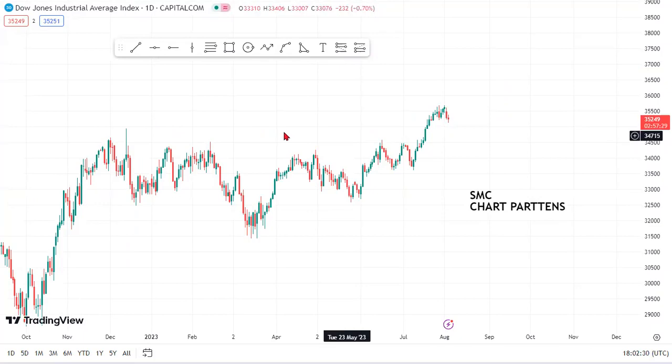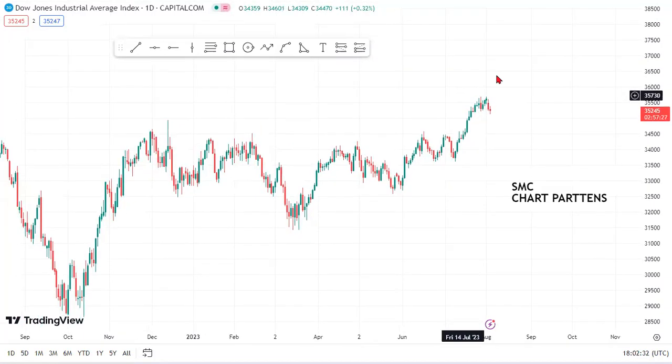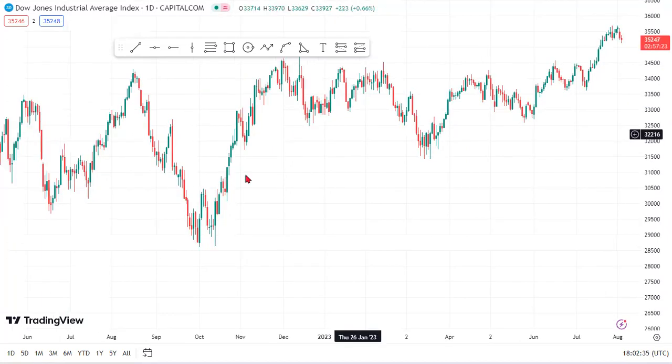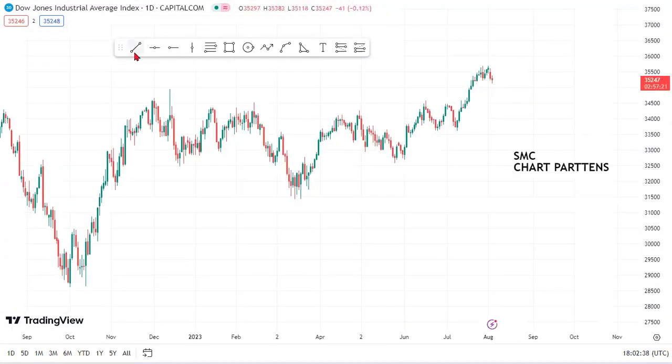So what I'm basically going to start with is the daily time frame. This is a daily time frame. These are my tools that I use. This is called a trend line, a horizontal line, a horizontal ray, a vertical line.